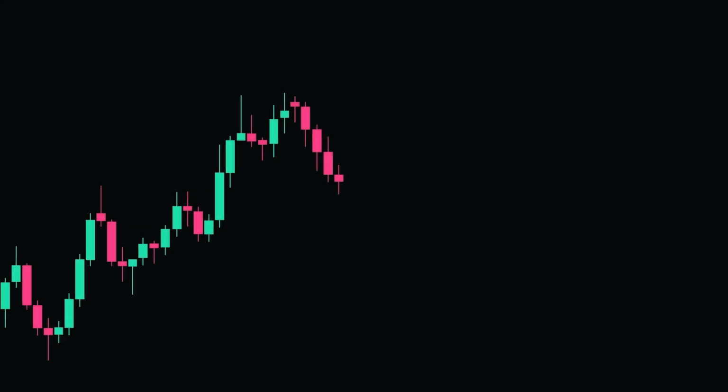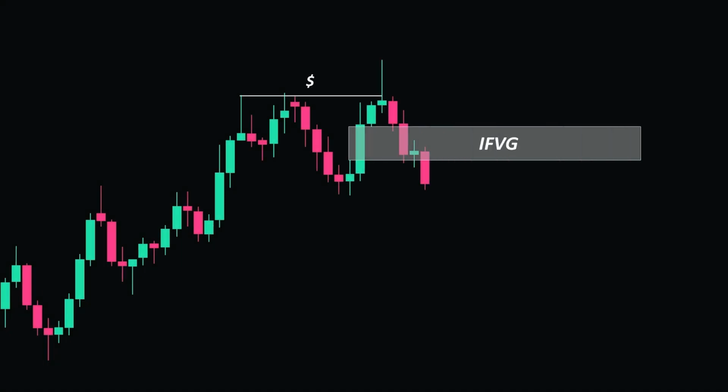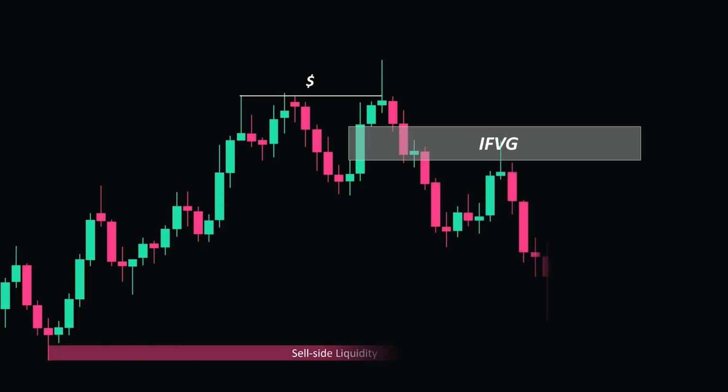A high probability trading opportunity forms when price sweeps liquidity above the highs and then forms an inversion fair value gap. This shows a clear shift in momentum after a long uptrend. The market has taken buy-side liquidity, and now we anticipate a move towards sell-side liquidity. Combining the liquidity grab with an inversion fair value gap is a very powerful setup.